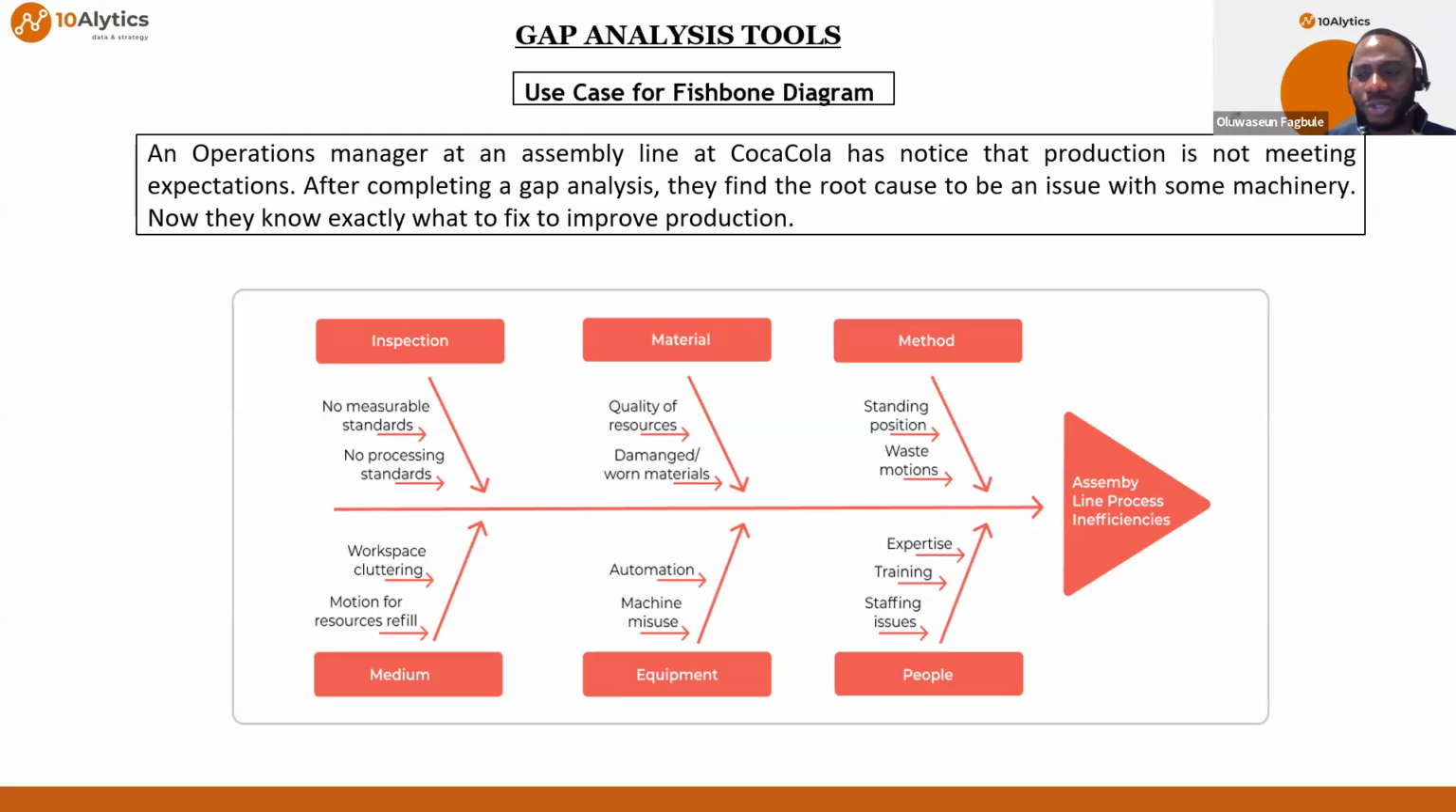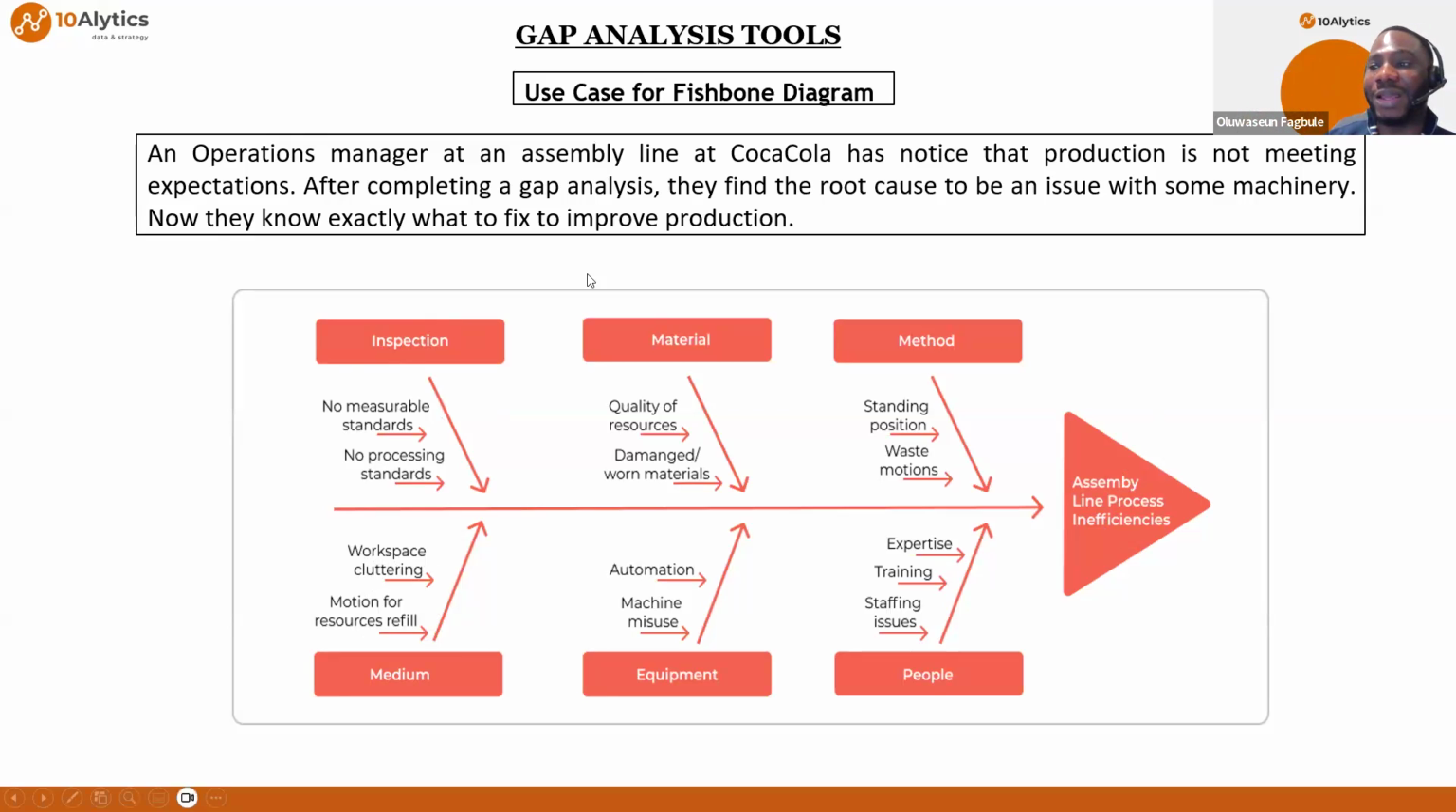It helps you to go into each of these categories and analyze what the possible gaps, possible issues are, to the effects that you're seeing. You go into medium, the environment that they're working in: there's workspace cluttering, everywhere is tight, they're not able to move around freely. You go into measurement or inspection: there are no measurable standards.